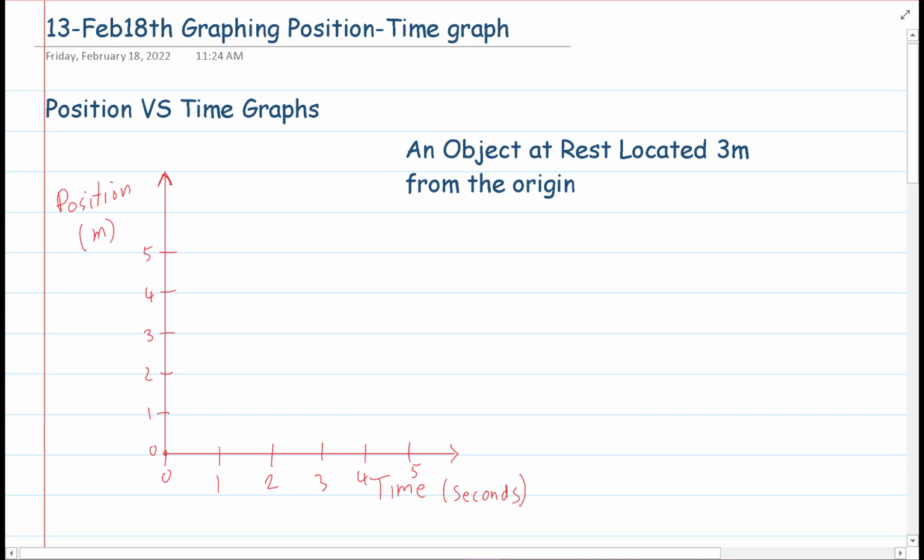Here's our fifth lesson, position versus time graphs. So jot this down. It's not handed out notes this time. You have to copy them down.